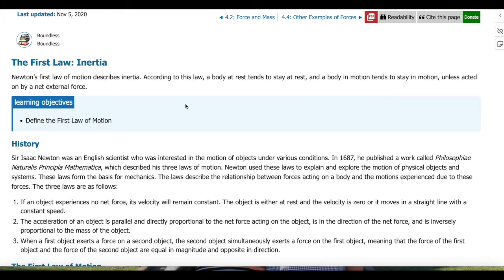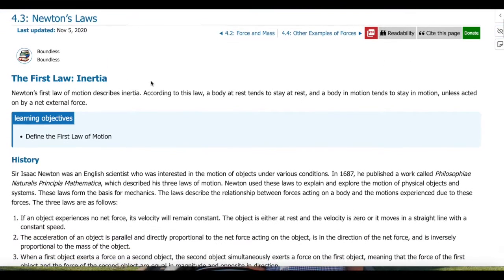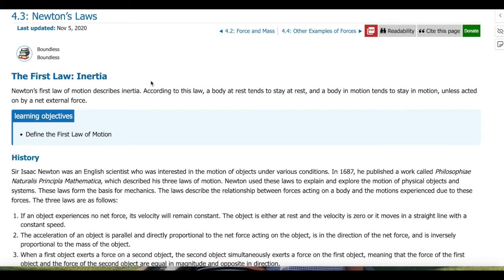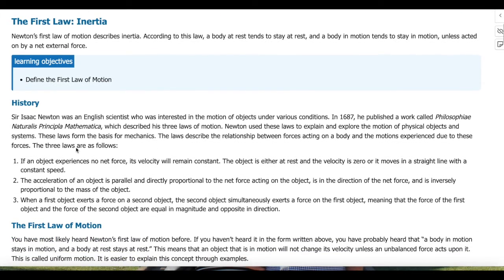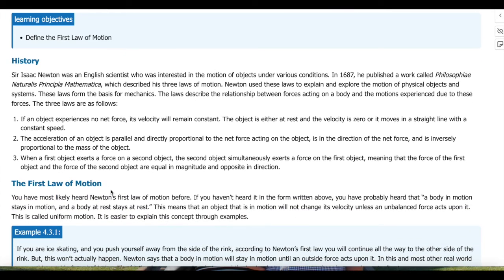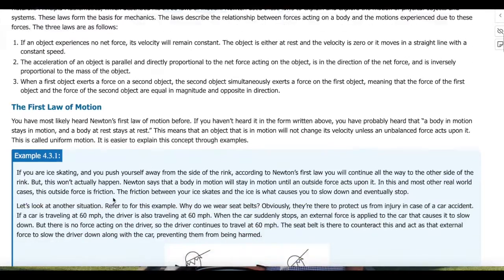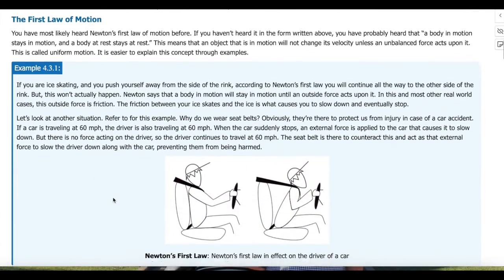And let's look at the headings and subheadings. Now it says the first subheading is the first law, inertia. So we talked about inertia a little bit. So under this heading, we probably are going to learn about the first law having to do with inertia. Okay, it says it's the first law of motion. All right, and we have a picture.